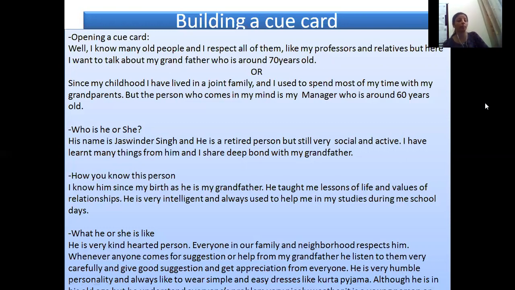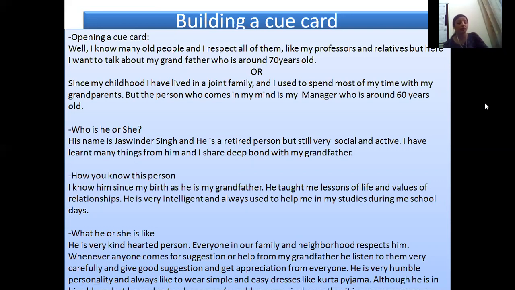Who is he or she? Look at it: who is that person? His name is Jaswinder Singh. They have not asked us to mention the person's name, but we have to tell the name and give a brief look at his personality.